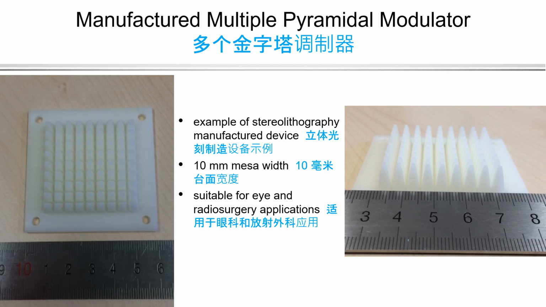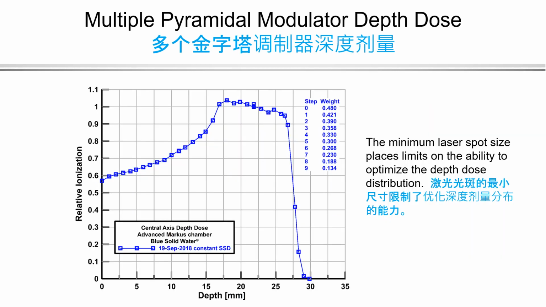This slide is an example of a stereolithography manufactured pyramid modulator. The device creates a 10 millimeter mesa width that is suitable for eye and radiosurgical applications. This graph shows the measured depth dose of this in-house built modulator. The area weights of each thickness step are given in the upper right corner. As stated previously, one of the limitations is the minimum laser spot size, which makes it difficult to achieve a dose distribution that is perfectly uniform with respect to depth.